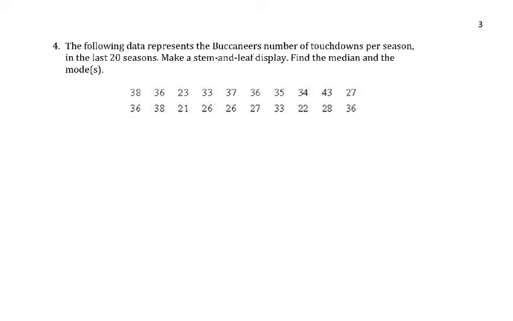Okay, let's see. We are asked to make a stem and leaf plot. So the smallest number is 21, I believe. So I need 2 as one of my stems, and I need 3. And do I need anything bigger than 3? Yep, I need to go up to 4.